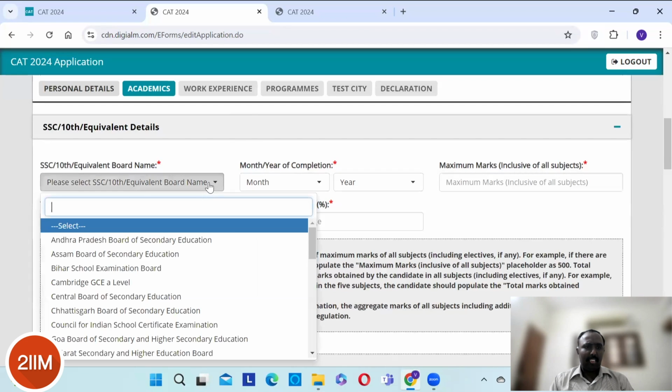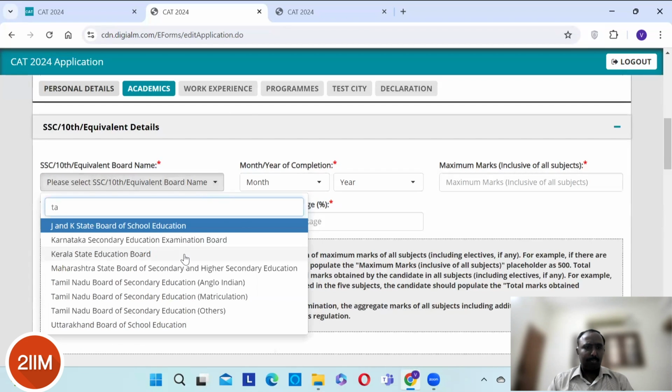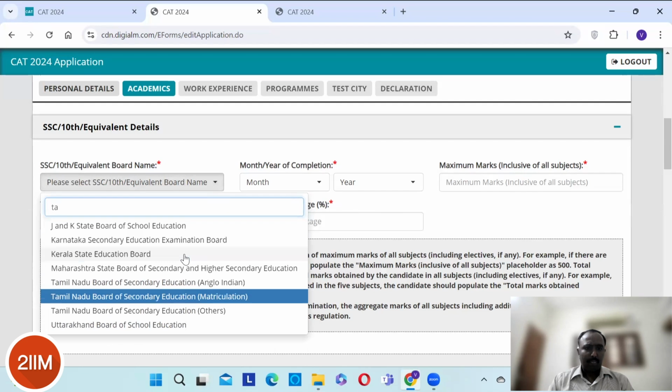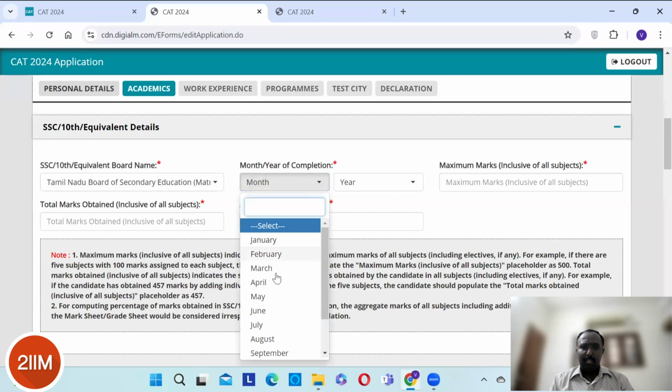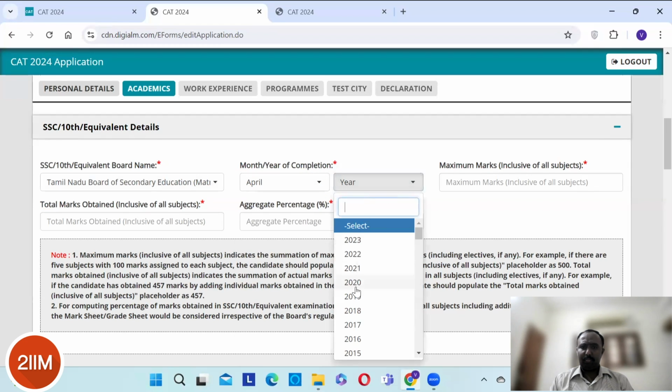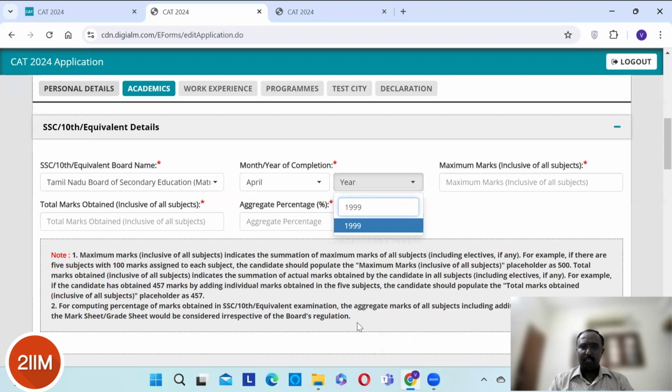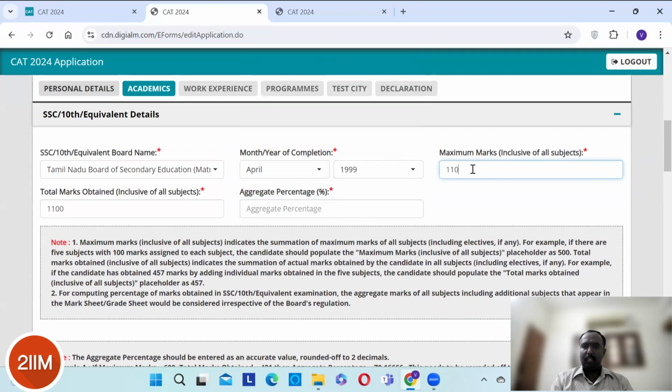So I did SSLC from Tamil Nadu. Matriculation board I was. And I completed in the year April 1999. My 10th standard was.